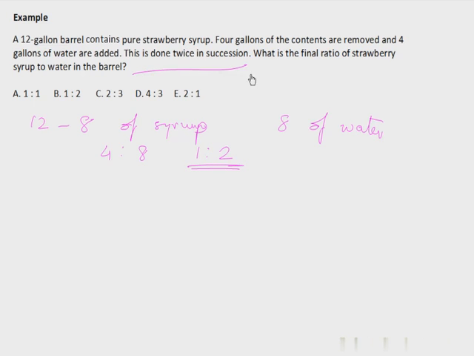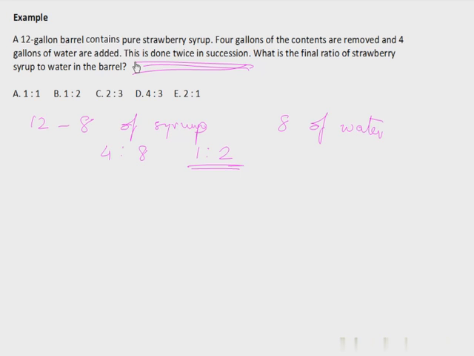No, it's not. This is done twice in succession. So, after I do it once, the barrel does not contain pure strawberry syrup. It contains a mixture of syrup and water. And then from that, I remove 4 gallons. So, I'm not going to be removing just 4 gallons of syrup. I'm going to be removing 4 gallons of the mixture. And I need to figure out how much of that mixture is strawberry and how much of that is water. So I need to do this question in 2 steps.